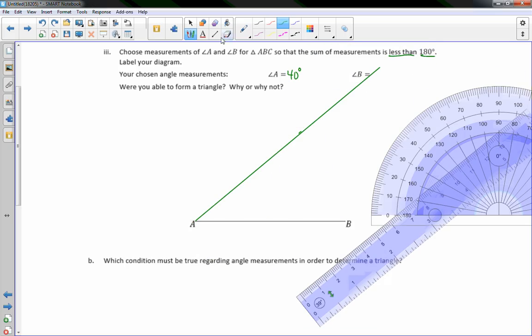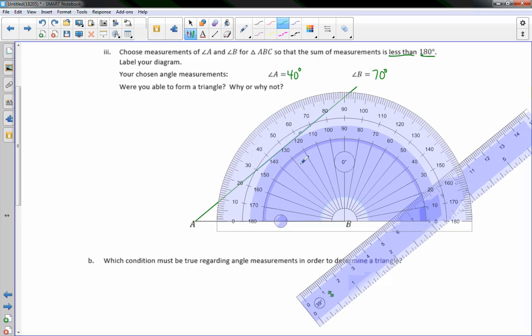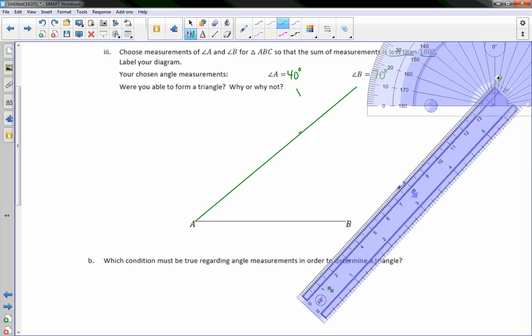Okay, so there's my segment. And now I want angle B plus angle A to be less than 180. So how about I make it 70 degrees? 70 degrees plus 40 degrees is 110. That is less than 180. So now let's make a 70 degree angle from B. So I put this right on B. My 0 line is right on that line segment. 70 degrees is this one outside because we're working from the right. So there's where my 70 degree will be.